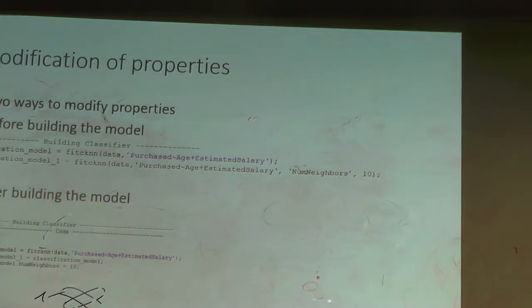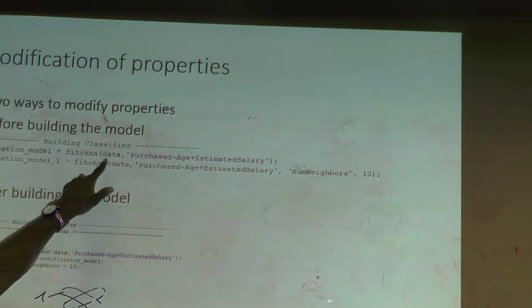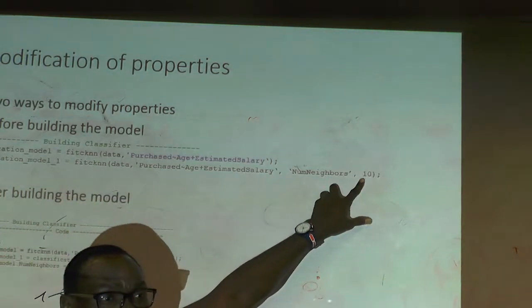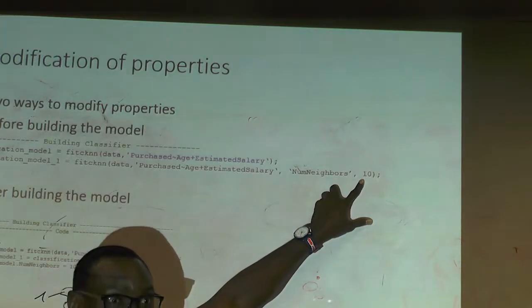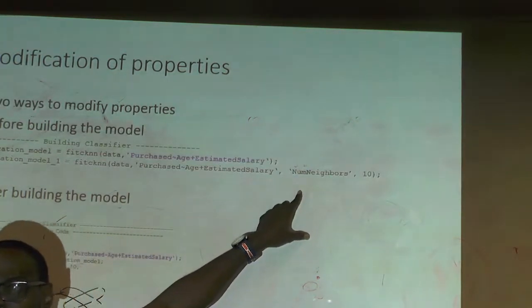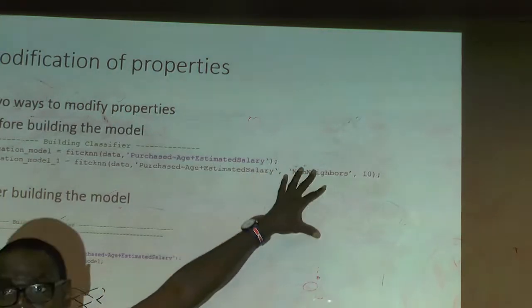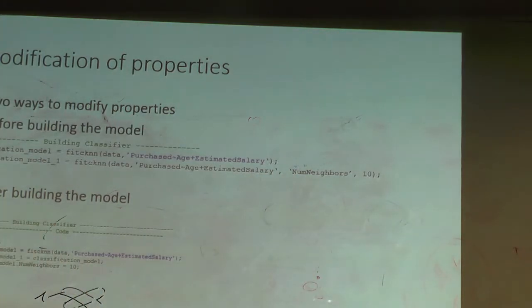Remember, classification model fit KNN. All the properties, if I want to have 10 neighborhood, I will put it there. I want distance to be Euclidean, I want it before I build the model. The other one is that after I build the model, I can still manipulate the predictor itself.